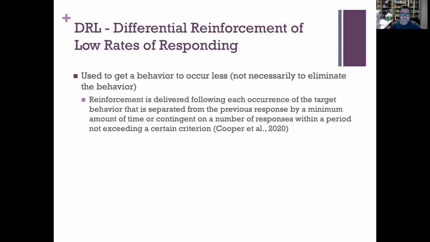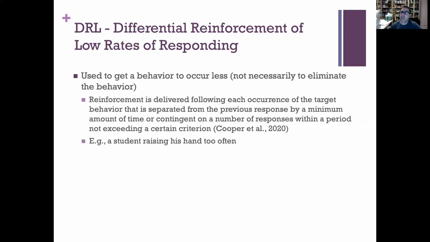In this case, reinforcement is delivered following each occurrence of the target behavior that is separated from the previous response by a minimum amount of time, or contingent on a number of responses within a period not exceeding a certain criterion. As in the example of a student raising his or her hand too often, it can be separated from a previous response by a minimum amount of time. You can say, you can only raise your hand after 2 minutes since you've raised your hand previously. So that's an option. You can only raise your hand every 2 minutes.